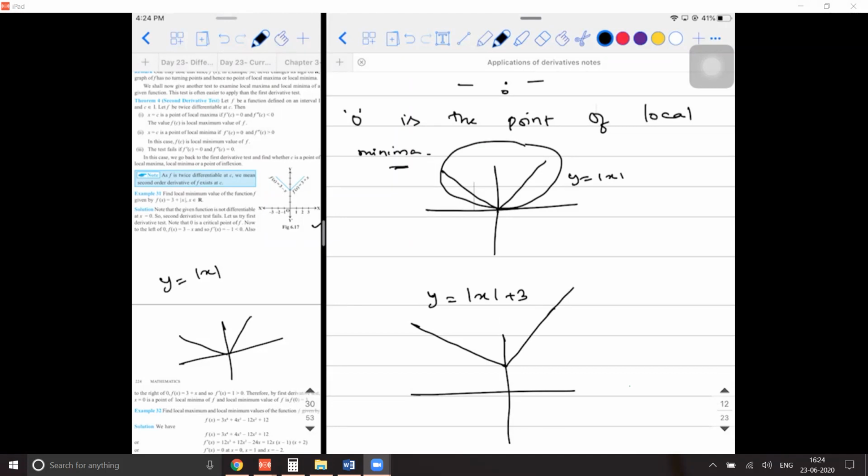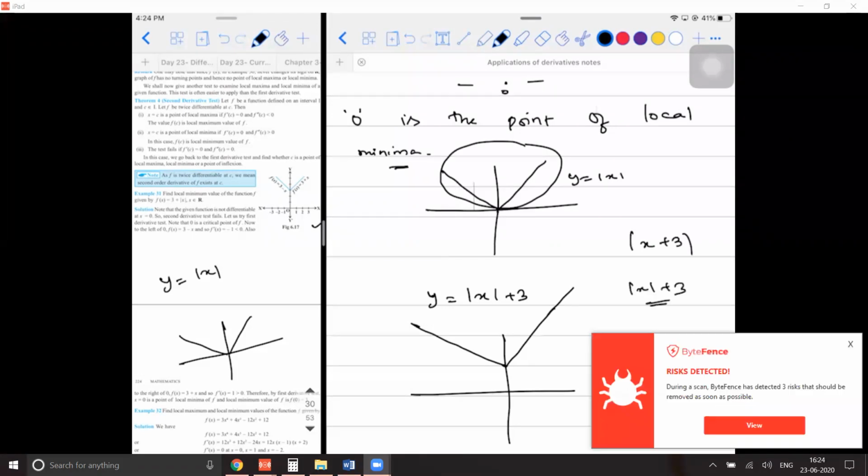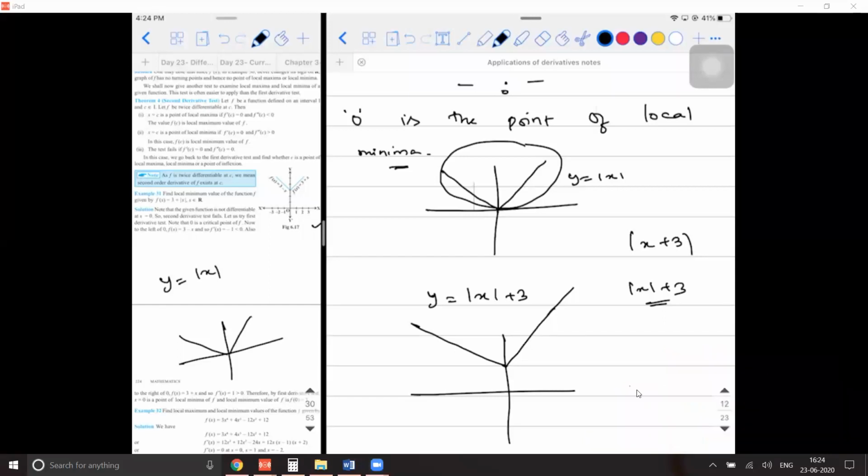There are two ways to say it. One is mod of (x plus 3). When I say mod of x plus 3, this is mod of the whole thing, whereas when I say mod x plus 3, this 3 is outside. So there are two ways to pronounce it, so please be careful with how you do it.